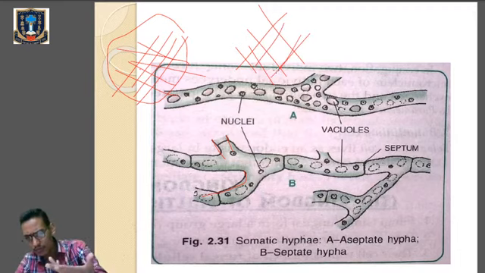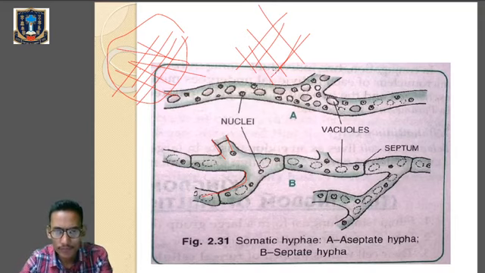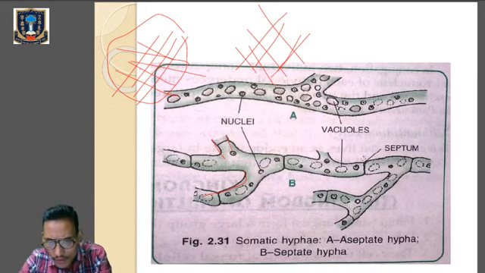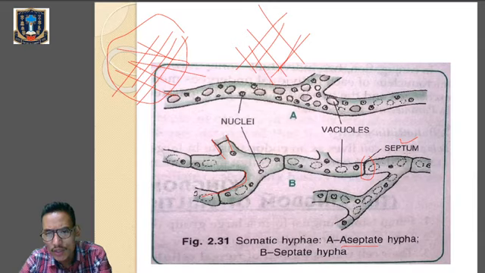In most cases the hyphae will be without septa, the wall. This is an example of the cenocytic hyphae without the wall, and over here you can see the presence of septum or the wall. Clear? So this is the septate hyphae, and this one is the aseptate hyphae. Aseptate means without wall, without septum, and septate hyphae means with septum or wall, W-A-L-L, wall.